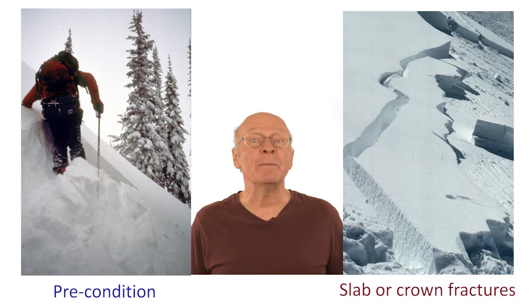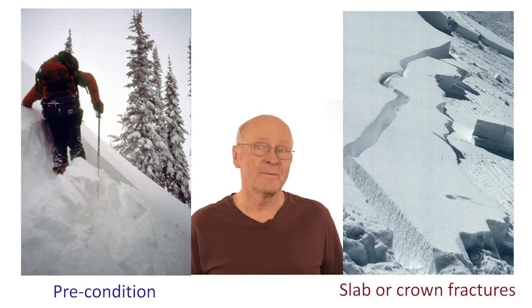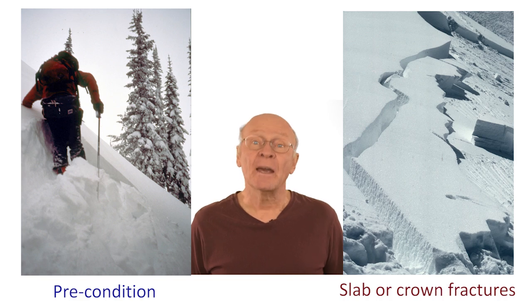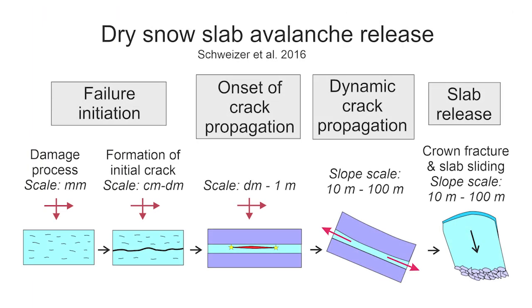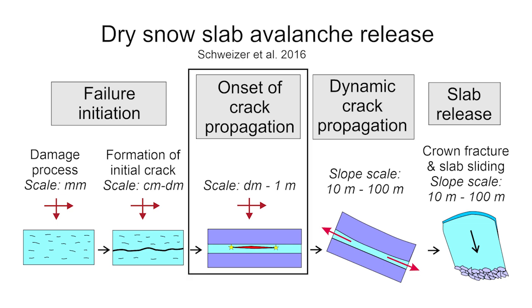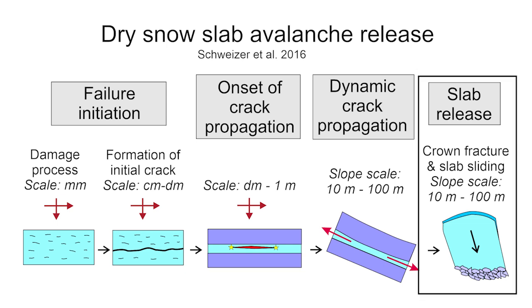So slab tension means different things to different practitioners. Also, Karl, Scott, Grant, and I have changed our mind about slab tension during our careers. Jörg Schweizer and colleagues have divided dry slab avalanche release into 4 stages: initial failure, onset of crack propagation, dynamic crack propagation, and slab release.